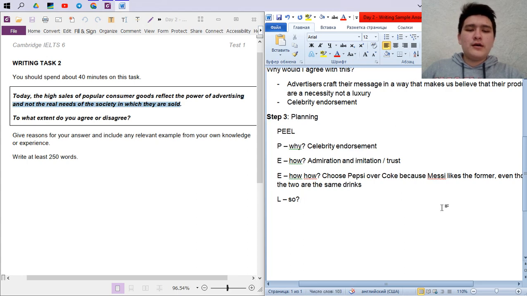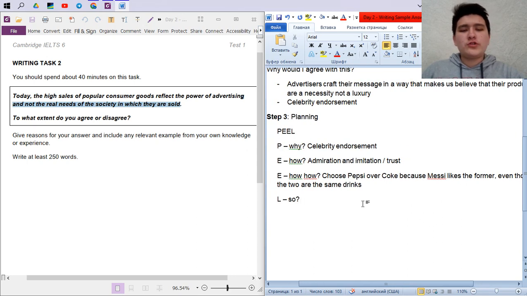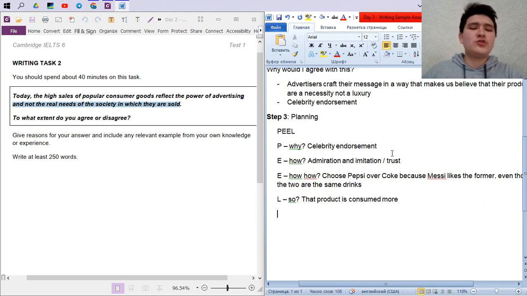This would mean that, so what if people choose one over the other? It means that that product is consumed more. So that's sort of like a conclusion. It should be linked back to the original point, all right?